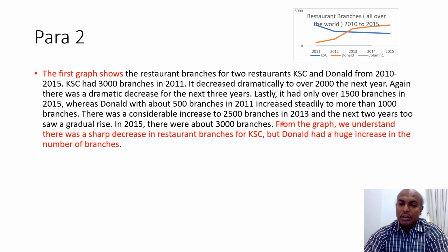Lastly, these two lines from the graph, this phrase is very important. What do you understand from the graph? We understand there was a sharp decrease for KFC, but there was a huge increase for McDonald's. So this is very important to mention, it's like the topic sentence for this whole paragraph. Don't forget to mention this. Only then you might get good marks.